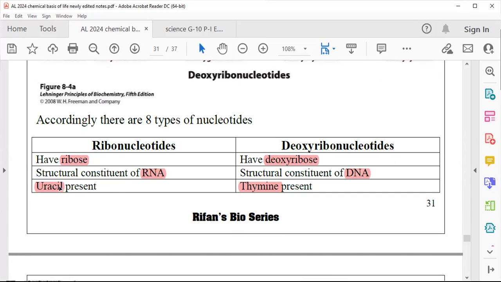We have pointed right here. In ribo, only uracil is present, correct? In deoxyribo, thymine is present. So is there any opportunity for uracil to be in the DNA? No, sir. Is there any opportunity for thymine to be in the RNA? No. Three will be common: adenine, guanine, cytosine will be common for both. Clear?